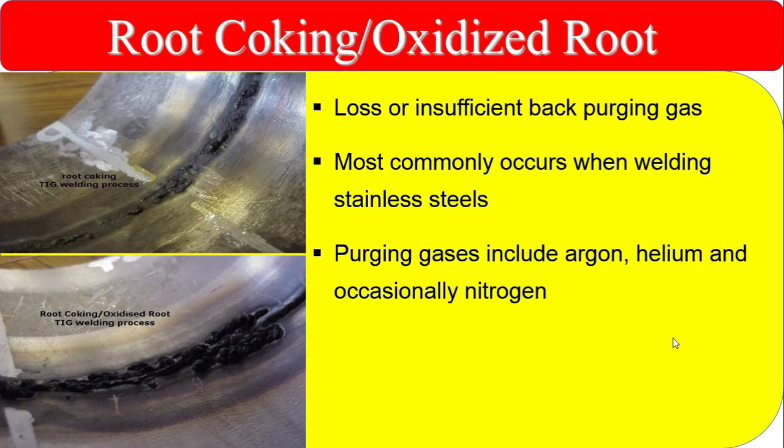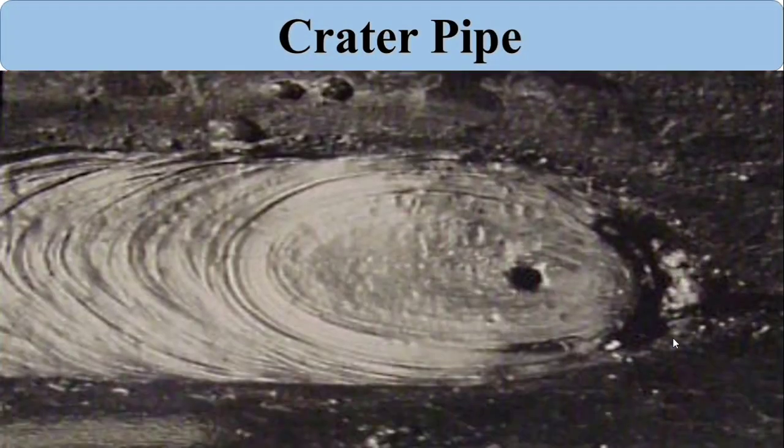So these three are the main reasons. Now crater pipe. It is also a very well-known defect. Everybody involved in welding inspection knows it. You see the weld crater. This is your crater, this is your crater pipe. So you have to know this one. What is the reason?